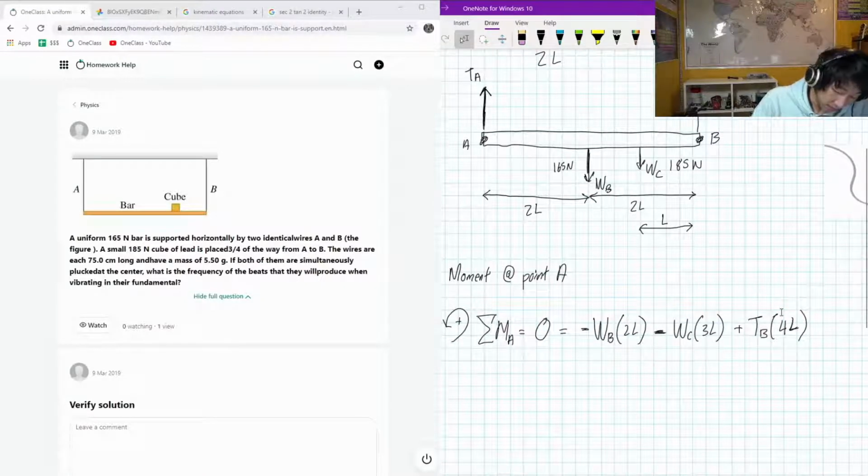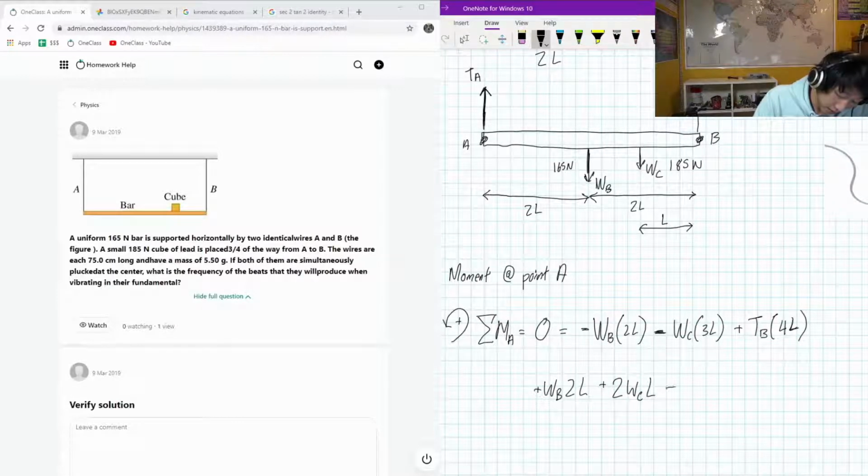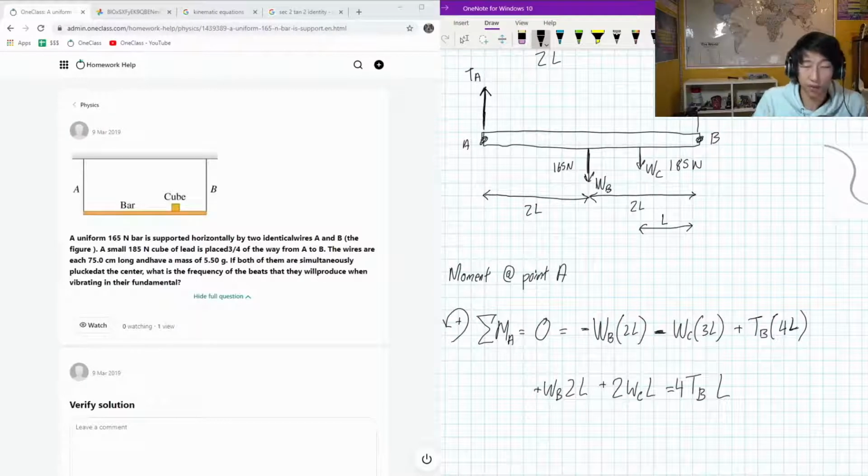Let's first move the W terms to the left side of the equation. So we have positive WB times 2L plus WC times 3L is equal to TB times 4L. And as you can see, we can just divide both sides by L, so everyone can lose their L.